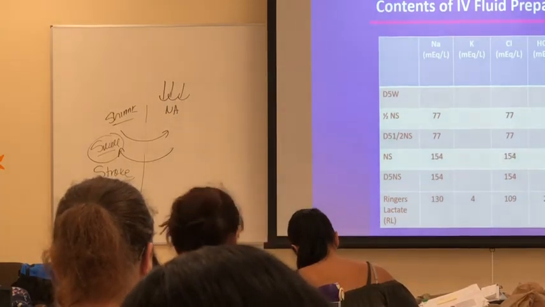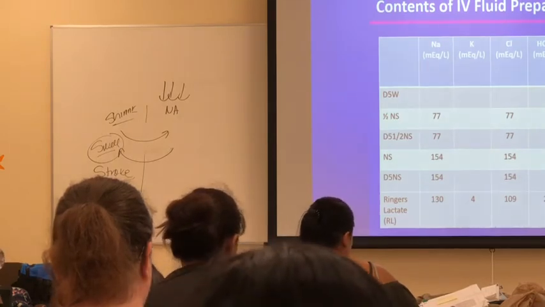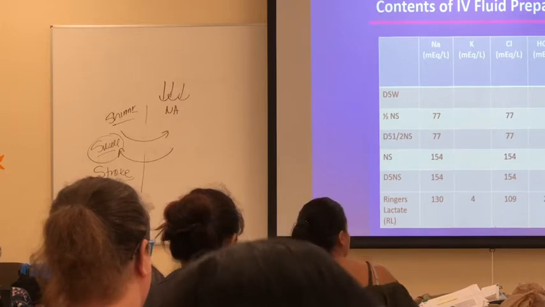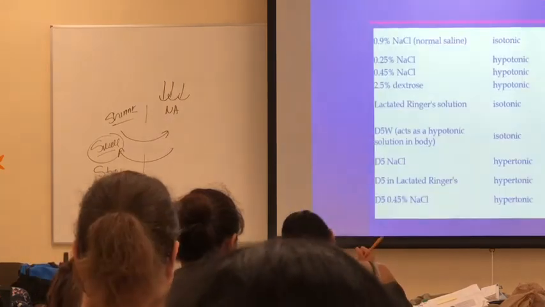So, wait, if they're hypernatremic, you give hypotonic? But not all the time. Right, because they could be dehydrated, so first fix the dehydration. Right?